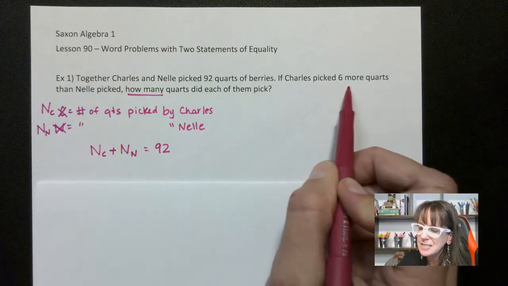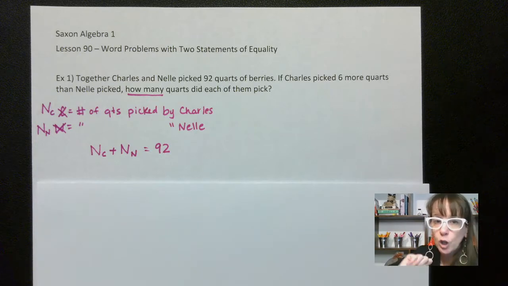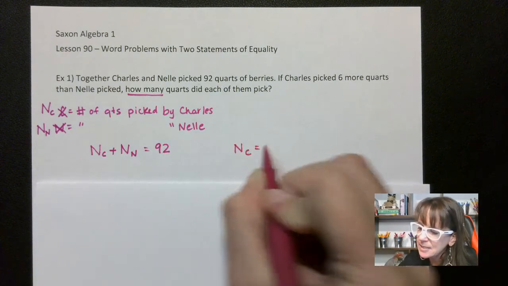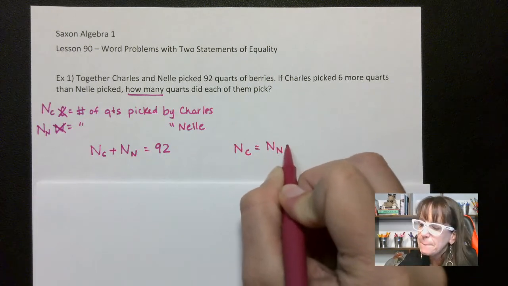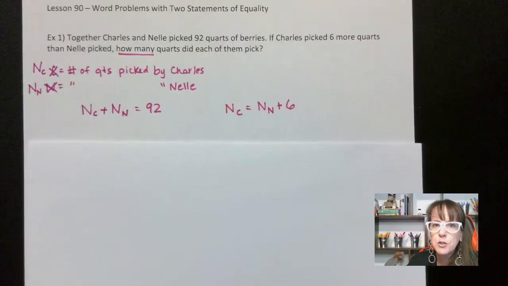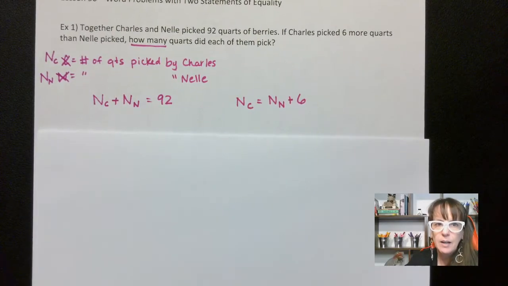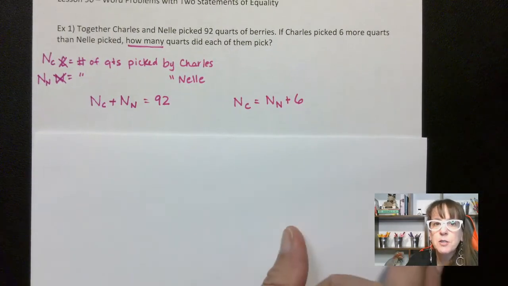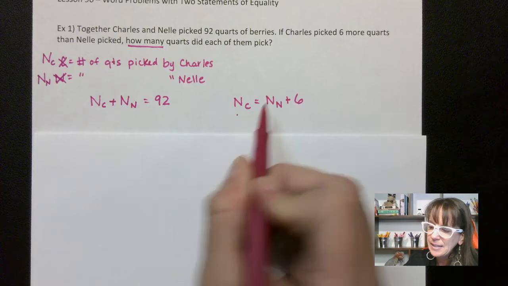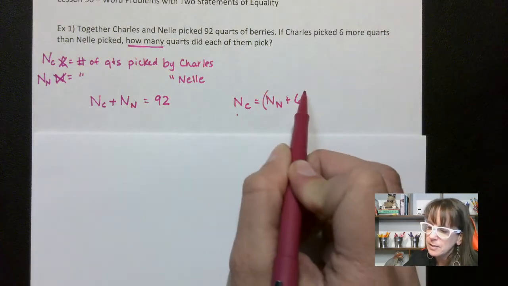If Charles picked 6 more quarts than Nell picked, so Charles has more. So the number Charles picked is whatever Nell picked plus 6 more. All right, so now we have 2 statements here. What we can use is substitution or elimination. I think substitution is going to be a good idea here because we already have a variable all by itself.